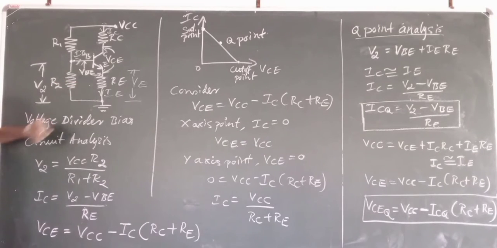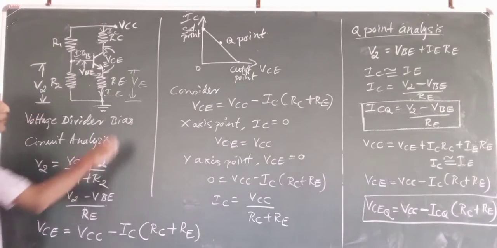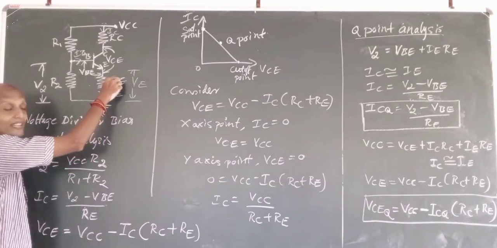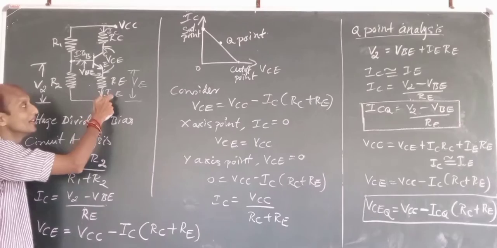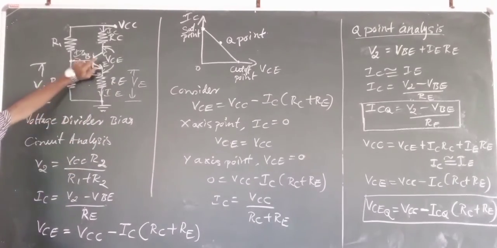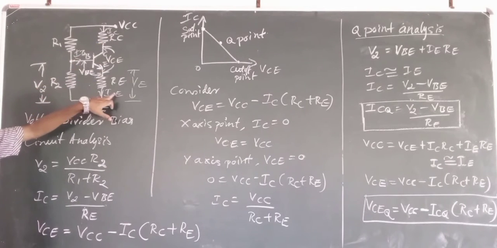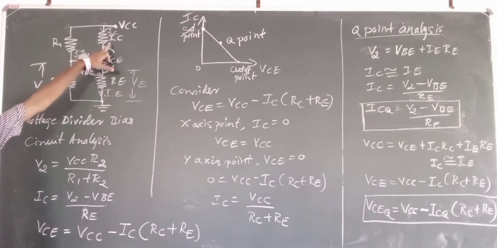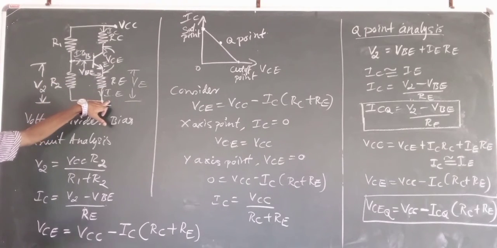How can we make that out? V2 will be equal to VBE plus VE. And I can write VE as IE into RE. As we know, IC will be approximately equal to IE.